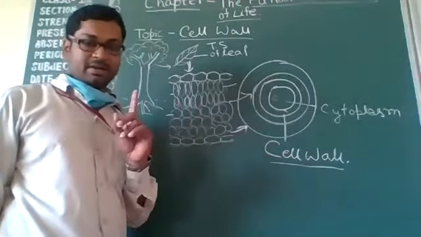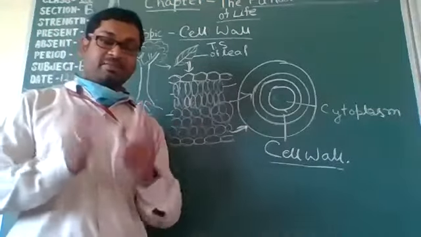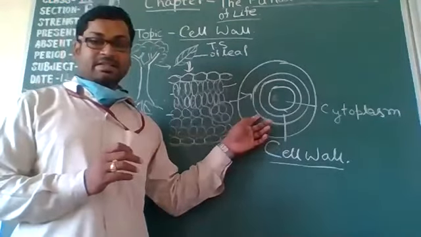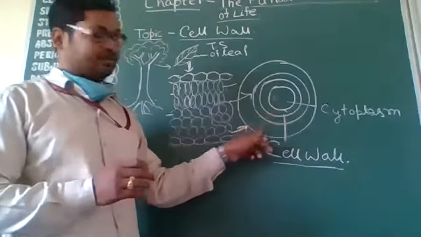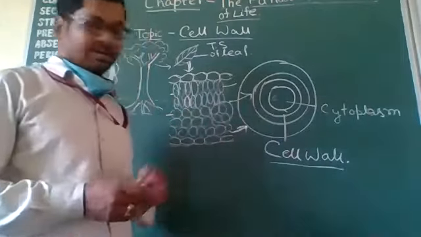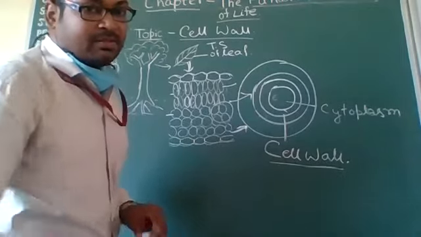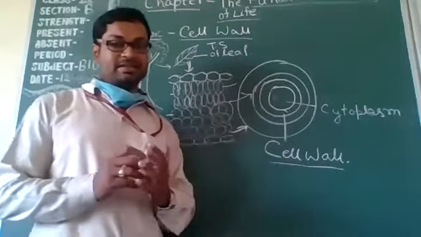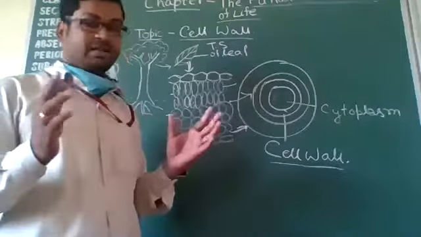So definition of cell wall: the cell wall is a structural layer that surrounds some types of cell, situated outside of the cell membrane, present outside the cell membrane. That is called the cell wall. Clear? Here is one term, rigidity. Rigidity means strength, inflation. That is called rigidity.